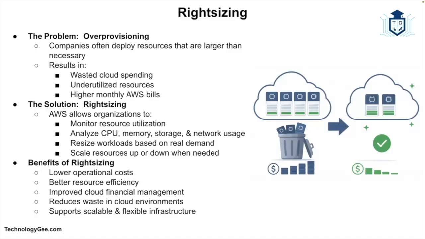Well, the solution is called right sizing. And with AWS, you can monitor your usage, adjust resources, and scale up or down as needed. An example of this could be if your application only uses 20% of CPU, then why would you pay for 100%? Well, right sizing will fix that. Now, as an exam tip, just understand that right sizing is cost optimization through proper resource selection.